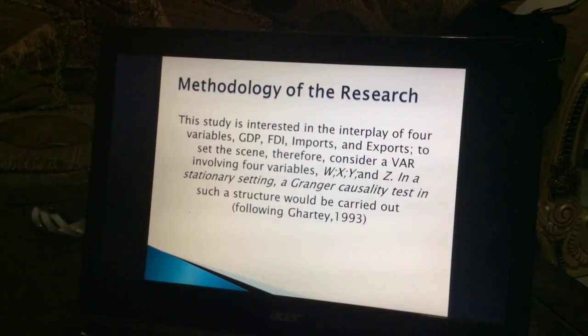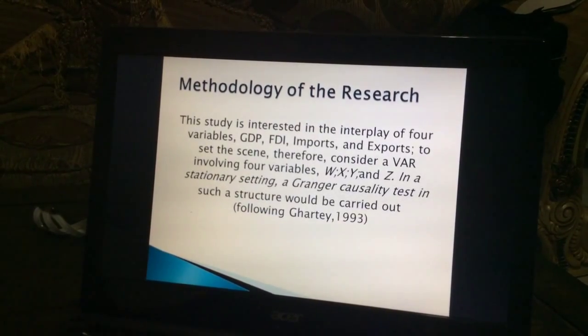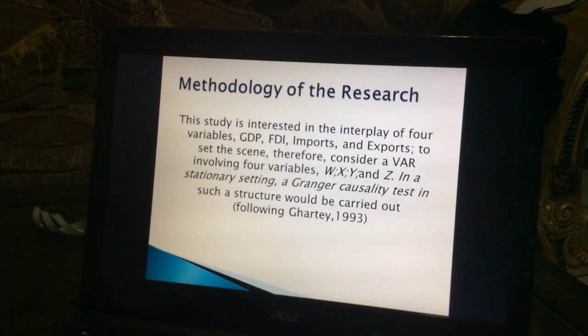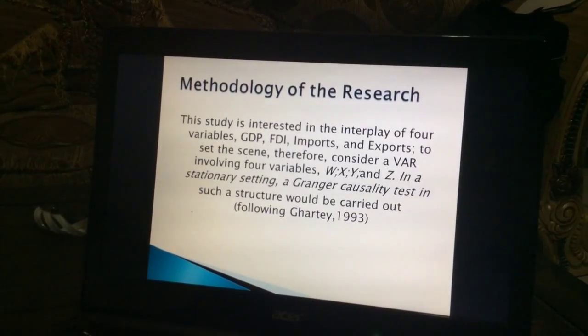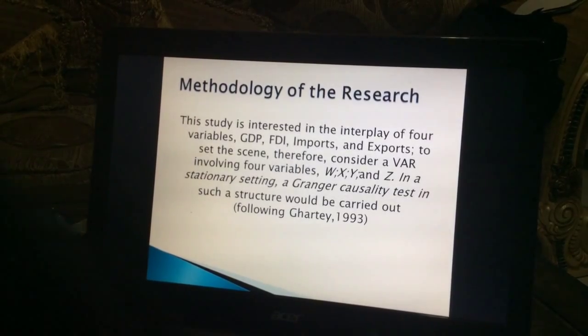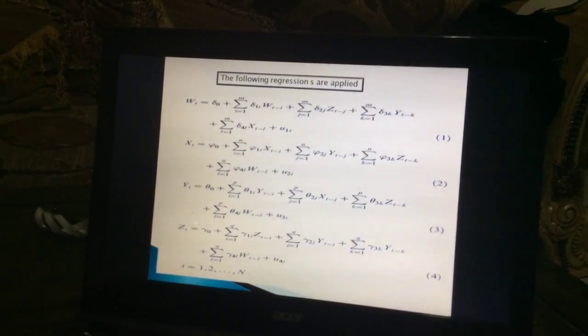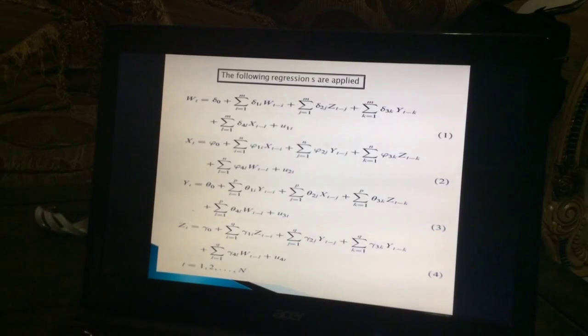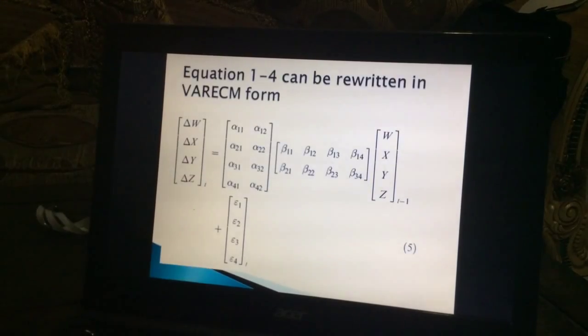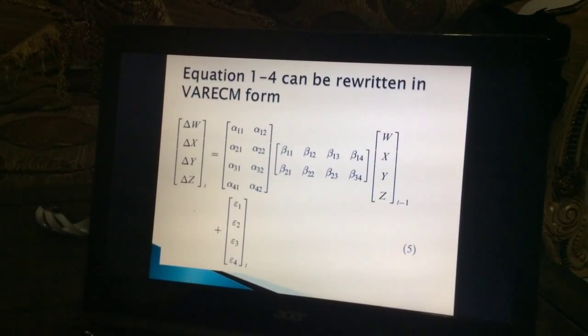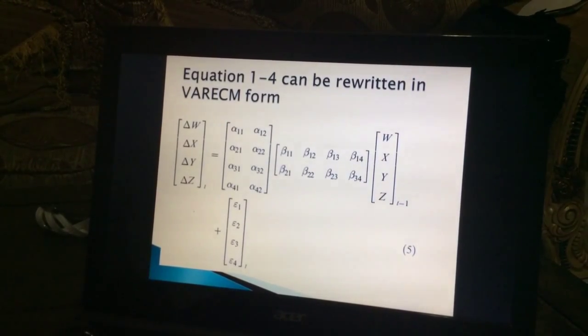This is the methodology of the research. Here we can see that there are four variables: GDP, FDI, imports, and exports. This paper will follow the following regressions. We can see regressions 1, 2, 3, and 4, which in equations 1 to 4 can be written in the FAR ECM form, as in equation 5.